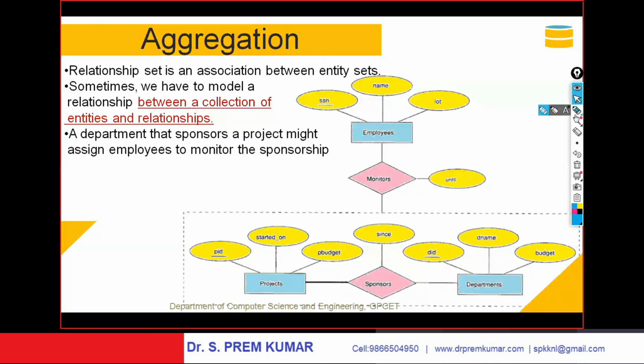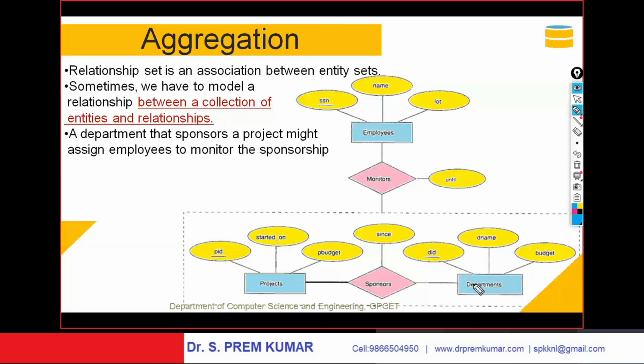What is meant by aggregation? You observe here, when there are departments, there are projects. The responsibility of departments is to execute the projects. If there is a department, it is implied that there are projects.